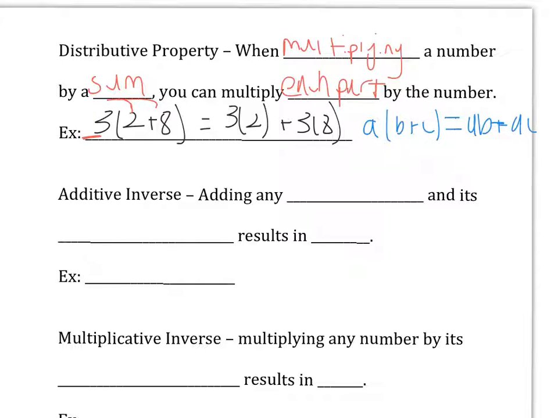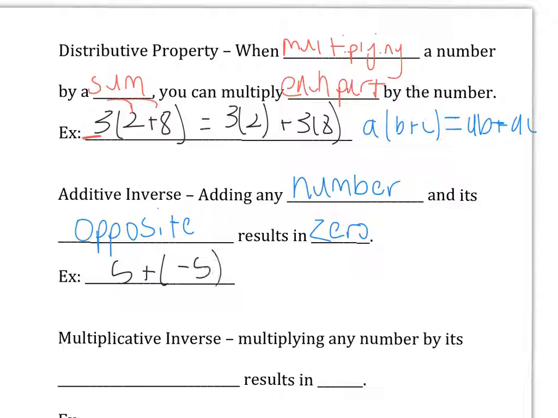Okay, the additive inverse means adding any number and its opposite results in 0. So let's write this down. Adding any number and its opposite, my stylus doesn't seem to be reading its sensor, so it's not writing very neat, and I apologize about that, results in 0. An example of this would be 5 plus negative 5, because that gets to 0.